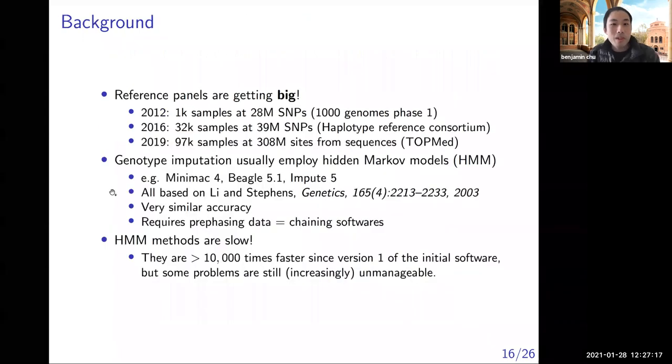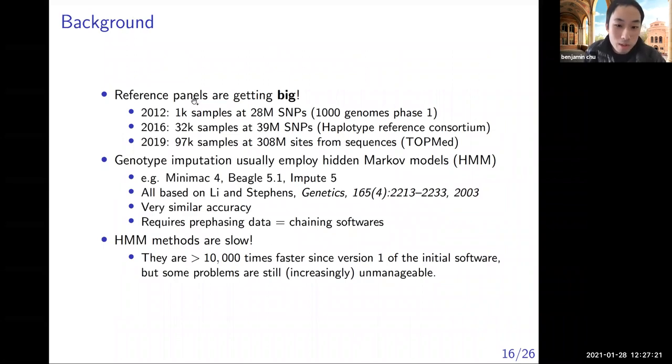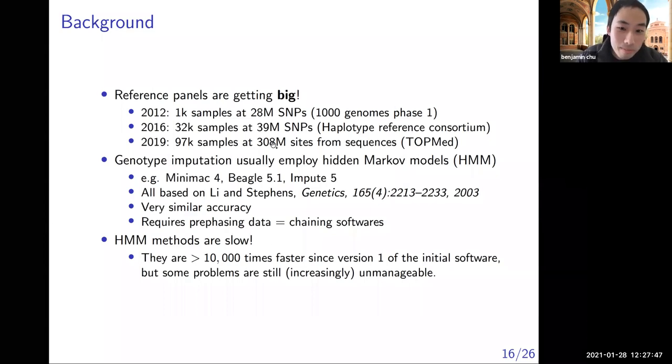So here's a little bit of background. Obviously, how well your imputation works depends almost exclusively on the reference panel, right? You have to have a very big, very high quality reference panel. Because of that, people have been making these really big reference panels, and every year we're basically increasing the panel size by 10 times, either in terms of the number of samples in the panel or the number of SNPs.